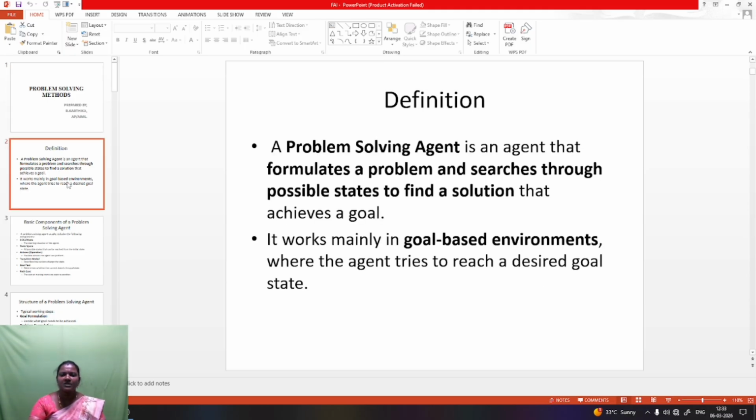What is a problem solving agent? A problem solving agent is an agent that formulates a problem and searches through possible states to find a solution that achieves a goal. It works mainly in goal based environments where the agent tries to reach a desired goal state.